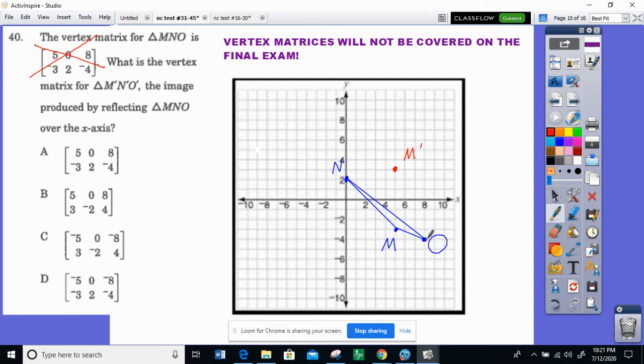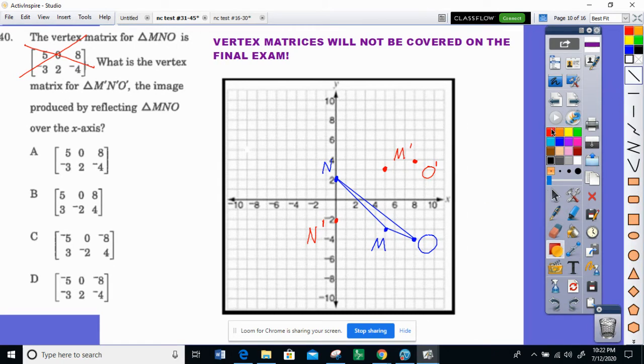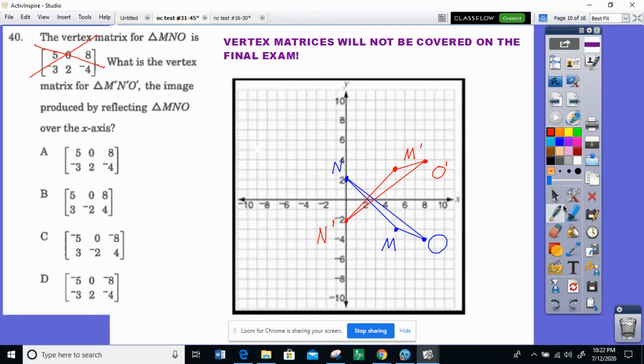Same thing for point O. It's 4 units below the x-axis, so it has to go 4 units above the x-axis. There's O prime. Point N is 2 units above the x-axis, so it needs to go 2 units below the x-axis. That's point N prime. And now we get this very lovely triangle that is congruent to the pre-image triangle, and that is our example of a reflection across the x-axis.